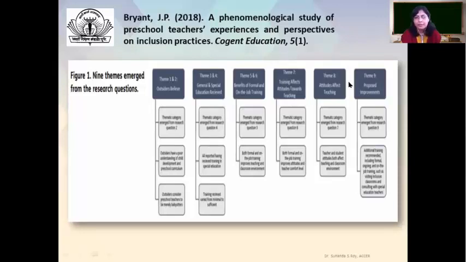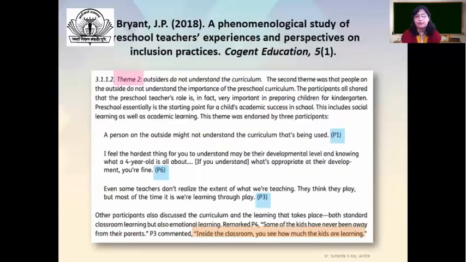So 9 themes have emerged. Now again, this researcher has clubbed the themes together depending on their similarities. So again, the themes have been clubbed, and this is how it has been presented in the paper. For example, theme 2, outsiders do not understand the curriculum, is the theme. So this has come out from the codes that were there.